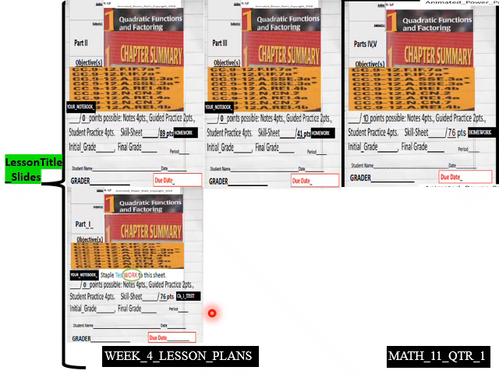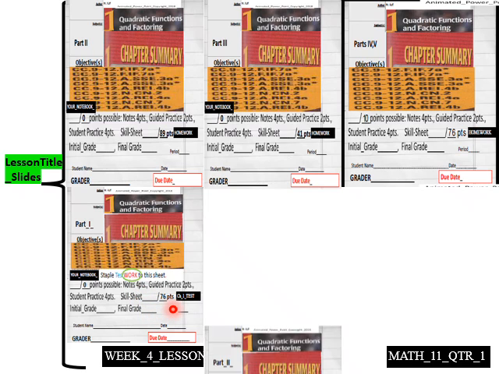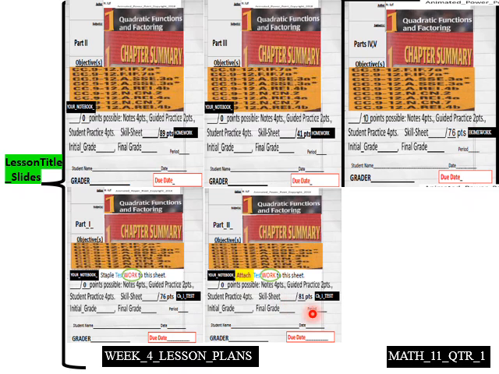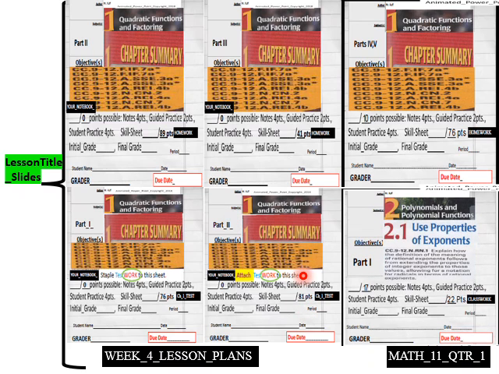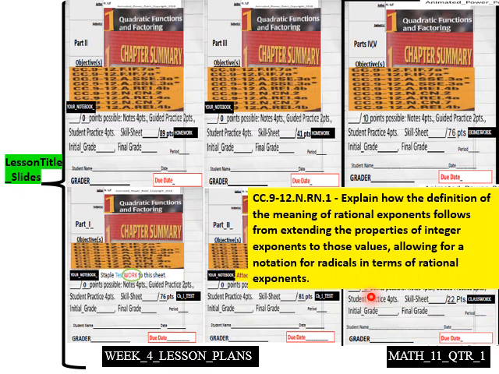And then finally our test. The Chapter 1 test is 76 points for Part 1. And then Chapter 1 test, Part 2, is 81 points. And then we go into 2.1, use properties of exponents. And we've got a different standard here, Rn.1, 22 points classwork, 17 points in note-taking.